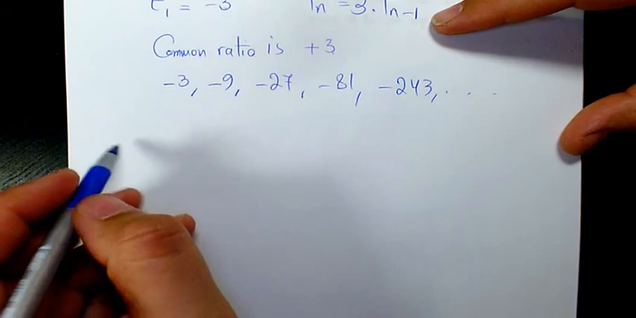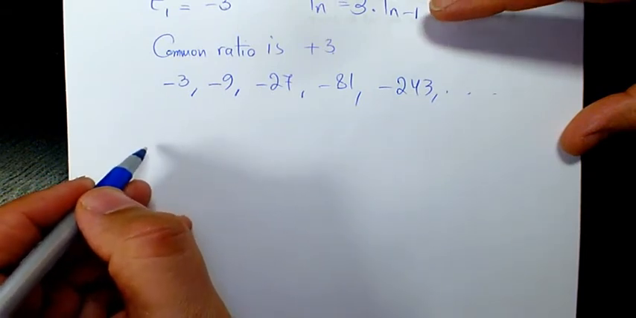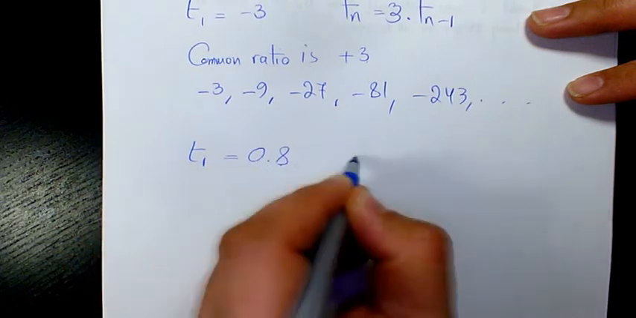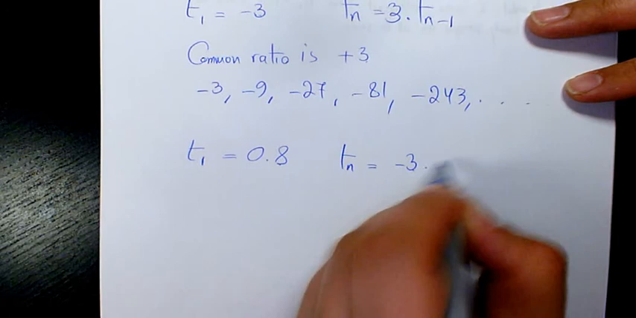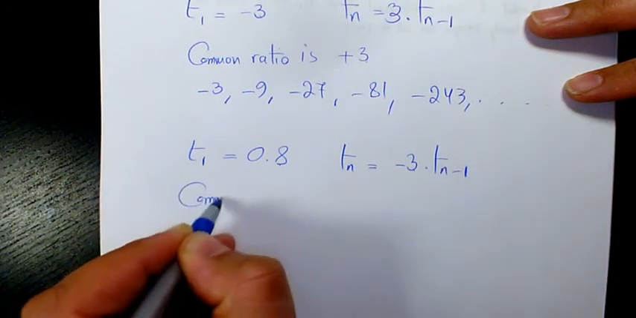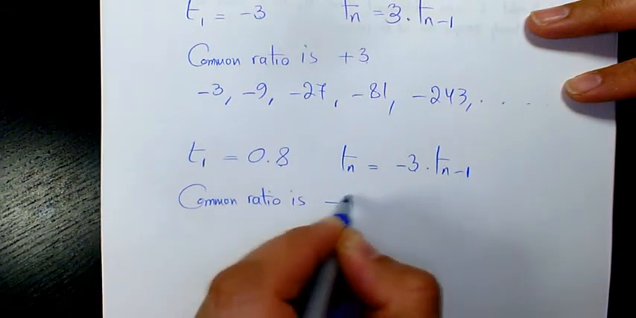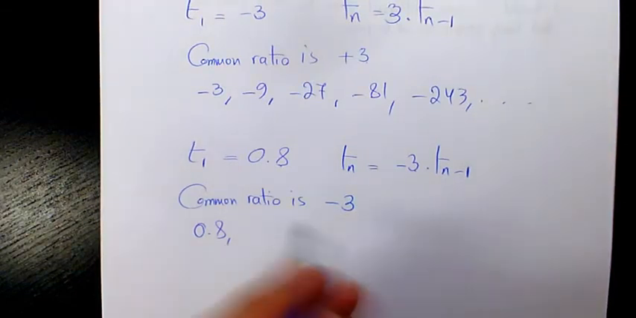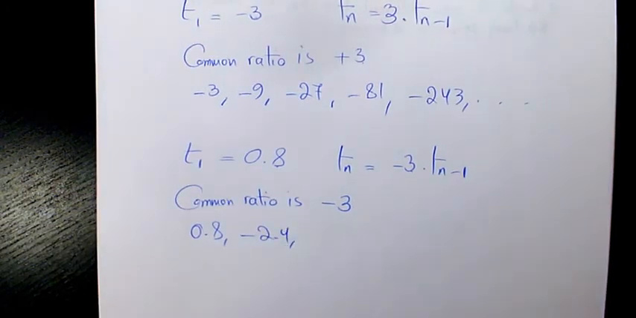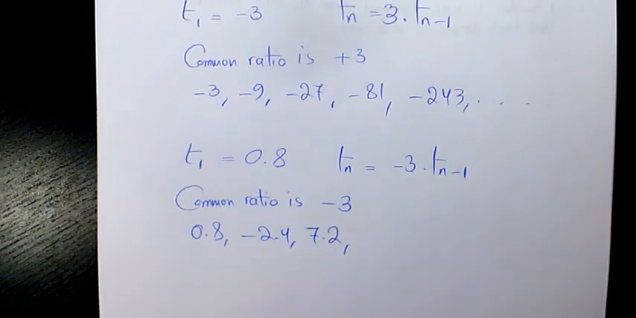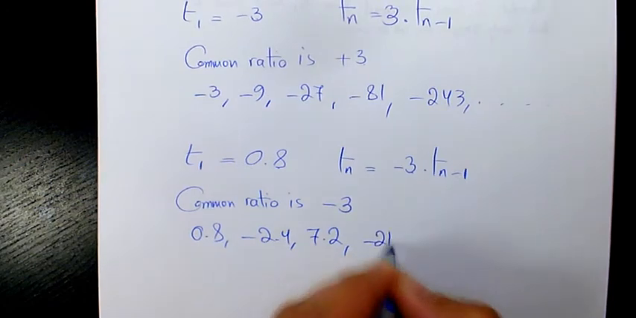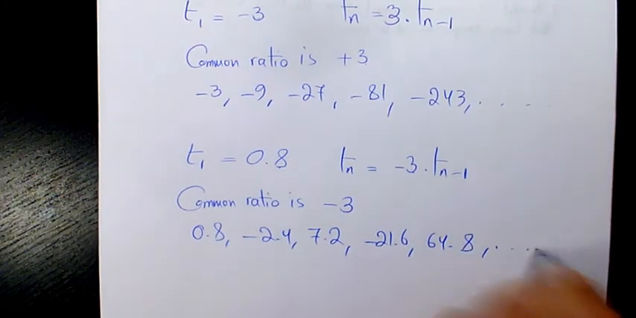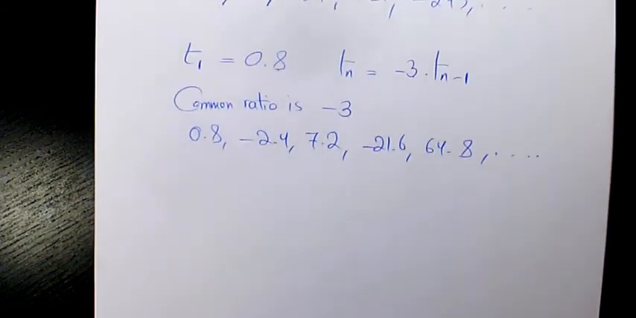Next. We have T1 is 0.8. Tn is negative 3 times tn minus 1. A common ratio is negative 3. So we have 0.8. 0.8 times negative 3 is going to be negative 2.4. Negative 2.4 times negative 3 is going to be positive 7.2. 7.2 times negative 3 is negative 21.6. Negative 21.6 times negative 3 is going to be 64.8, and so on. So these are going to be the first 5 terms.